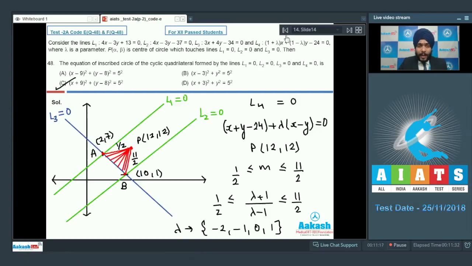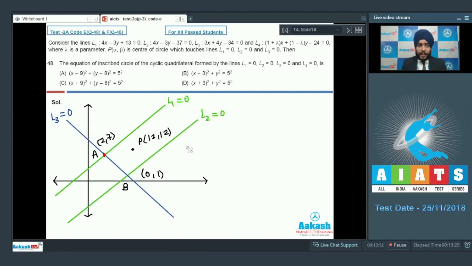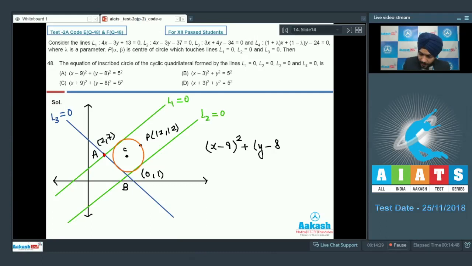So let us copy the diagram of the previous question. So this is the diagram. So now we know that P lies above this particular portion. So we'll have exactly one circle which will be something like this. So we will have exactly one circle which will be lying above this blue line and which will be something like this. So the center will be (9, 8) as we calculated earlier. So the equation is (x minus 9) whole square plus (y minus 8) whole square is equal to 5 square. That means option number A is the correct choice. Okay, so 48 has option number A as the right choice.